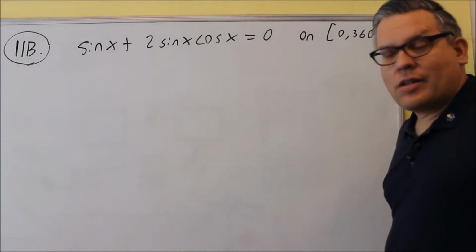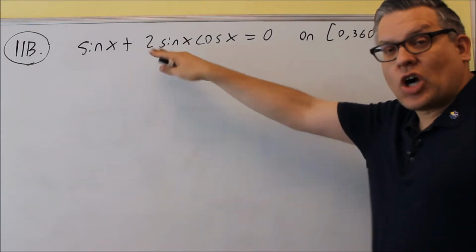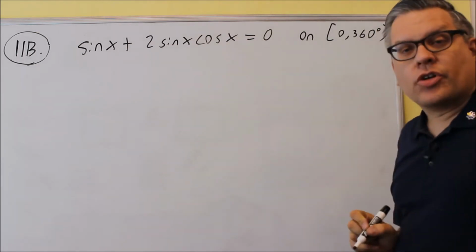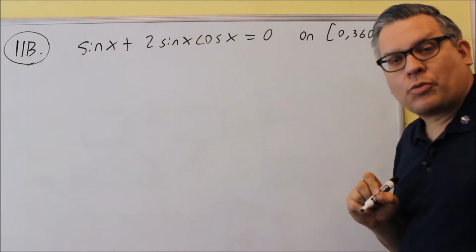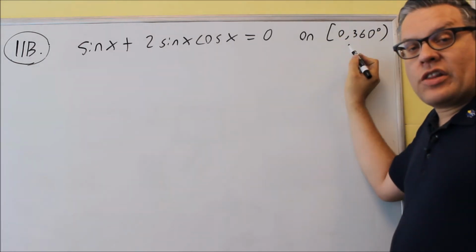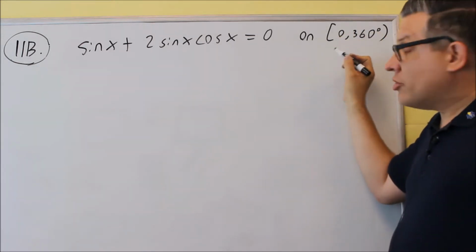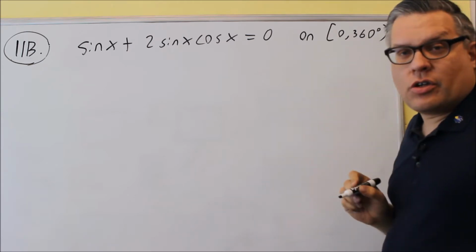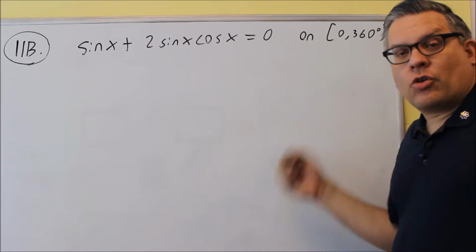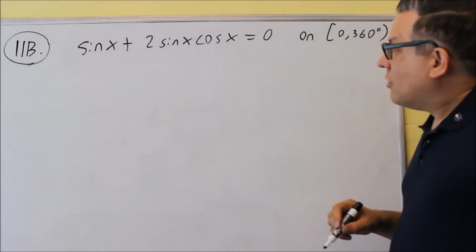Okay, for 11b, it's another one where we want to solve the trig equation. We're solving this on the interval from 0 to 360. As I mentioned before in the previous problem, pay close attention to what they want the answer to be in. You want to make sure you include the correct unit when you do that. So this one says that we want to write our answer in degrees only, not radians.